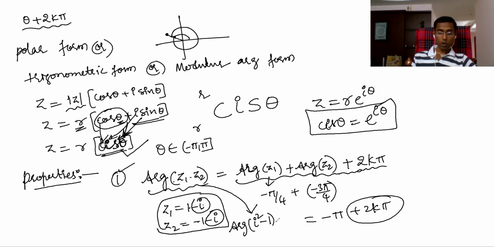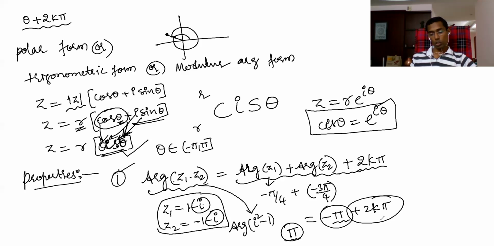So this is the argument of minus 2, the argument of a negative number. Therefore you are going to get pi. On the left hand side you get pi, and on the right hand side you got minus pi. Please understand this for this example. Left hand side I got pi, right hand side I got minus pi.